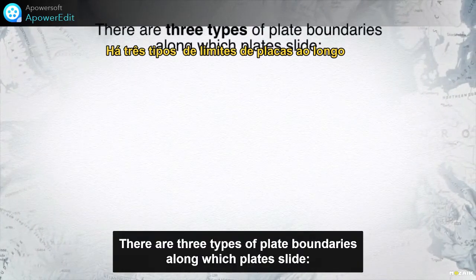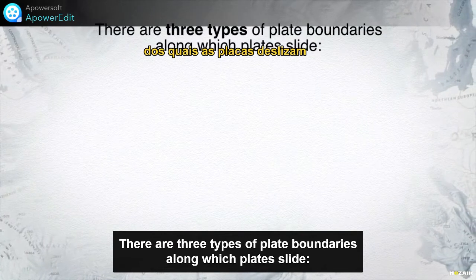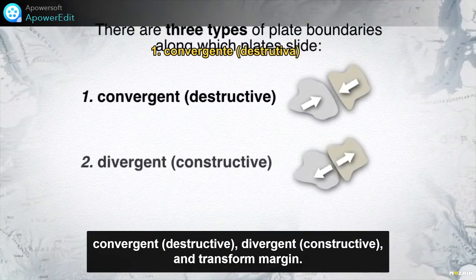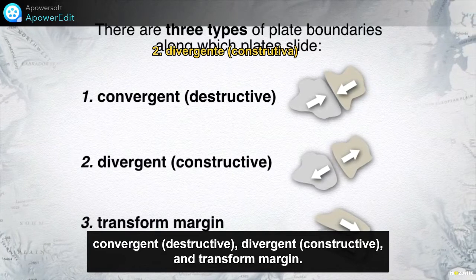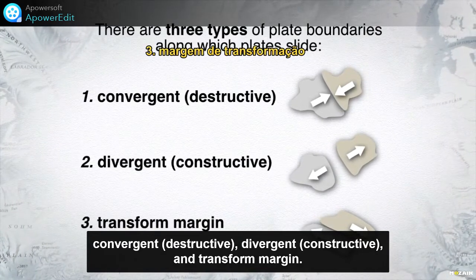There are three types of plate boundaries along which plates slide: convergent, or destructive, divergent, or constructive, and transform margin.